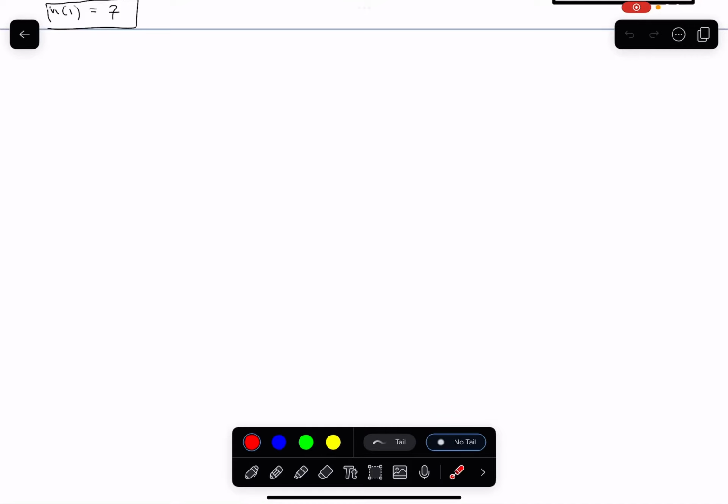What do we got? Page... Oops. Page 23, number... that does not look like a 3.